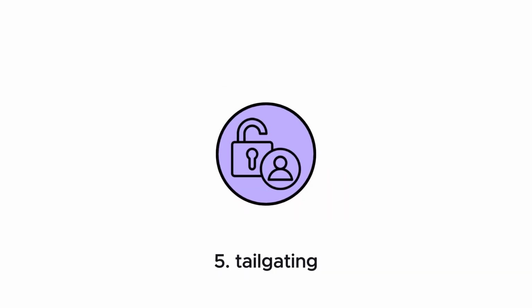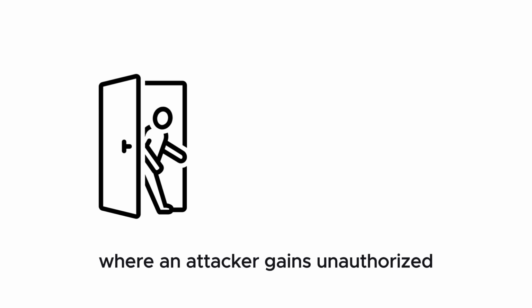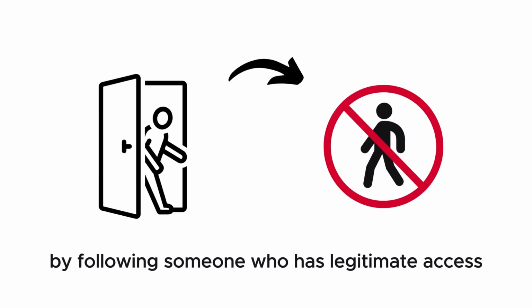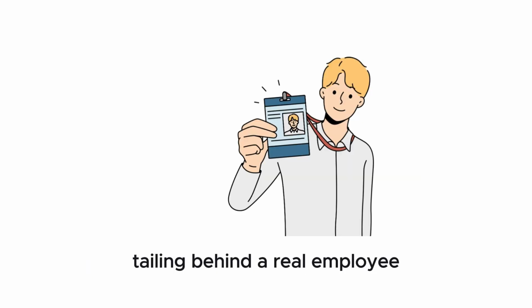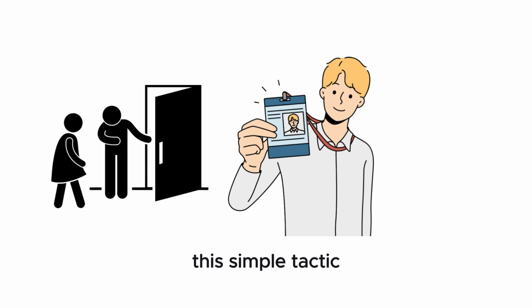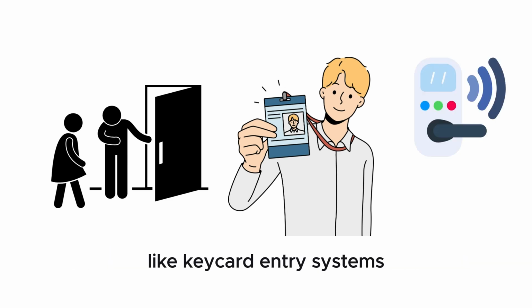5. Tailgating. Tailgating occurs in the physical world, where an attacker gains unauthorized access to a secure area by following someone who has legitimate access. Imagine someone pretending to be an employee, tailing behind a real employee entering a building, holding the door open for them. This simple tactic allows attackers to bypass security measures like keycard entry systems.